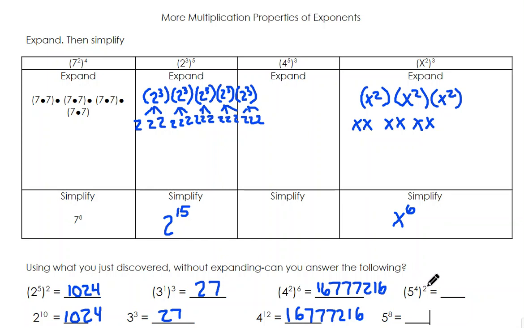So a power raised to a power, we can multiply the two exponents and we'll get the same answer. And that makes it a lot easier, right? Because trying to expand this up here, it'd be kind of a pain. You have to write a lot of 4s, right? But I can do 5 times 3. 5 times 3 would give me 15. So that'd be 4 to the 15th. And I'm done, right? So when you have a power raised to another power, you can multiply those exponents.